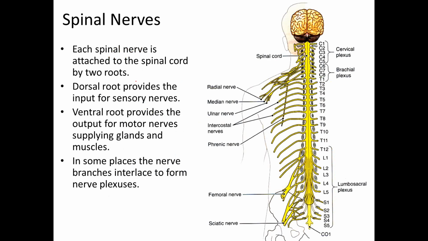So each nerve is actually attached to the spinal cord by two roots. Okay, and we could see that on the slide previously. The dorsal root, that's towards the back of the body, provides the input for sensory nerves. So the information going to the central nervous system goes in via the dorsal root. The ventral root, that's towards the front of the body, takes output out to the body, to glands and muscles. So there's an input at the dorsal root and an output at the ventral root.